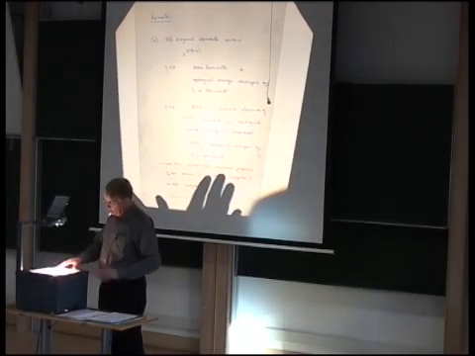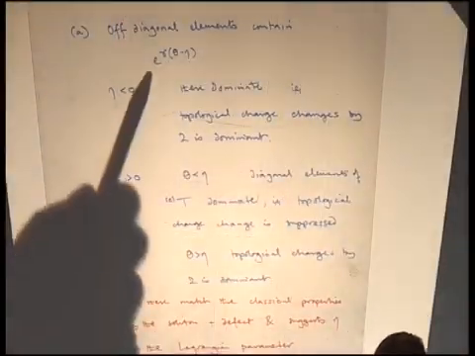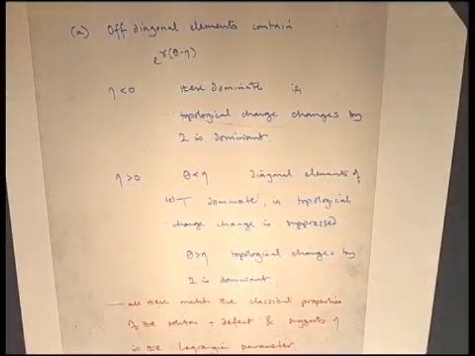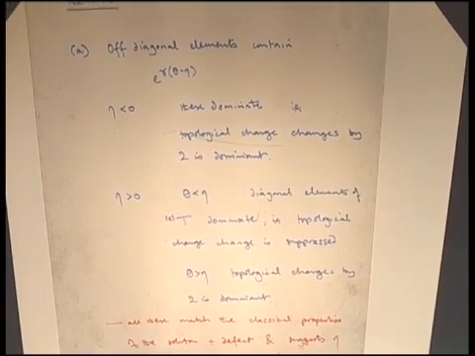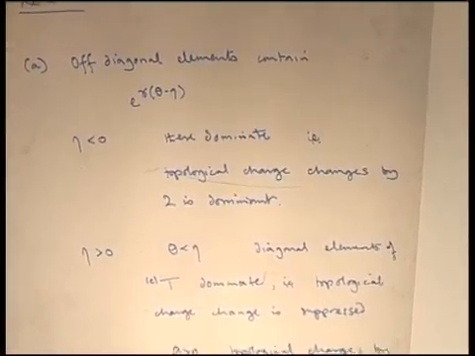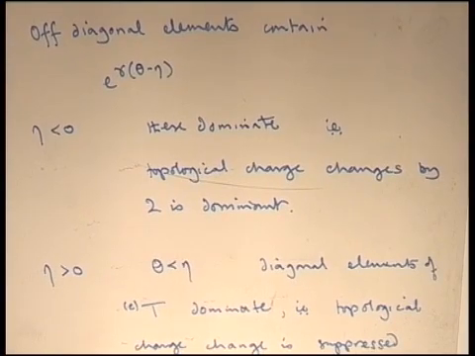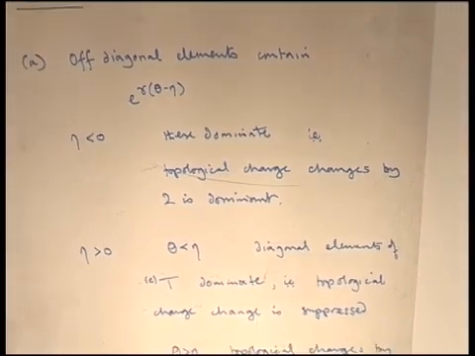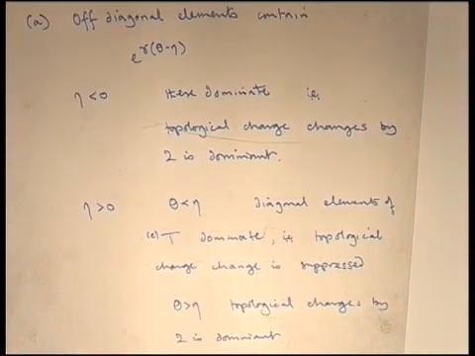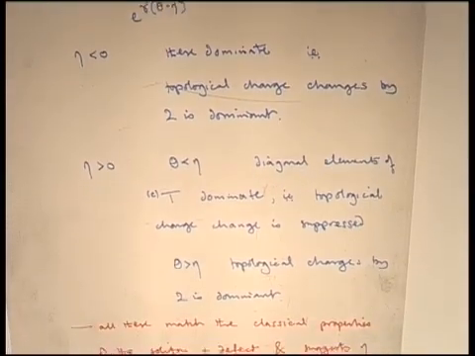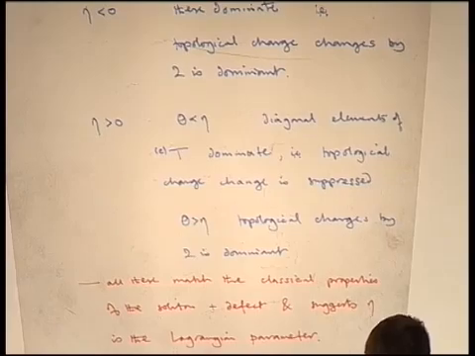Now then, let's make a few remarks. The off-diagonal elements contain this, according to my parameterization. And you can see that when eta is negative, those are going to dominate. And therefore, when eta is negative, a topological charge changing by 2 is dominant. And that sort of corresponds to the classical picture that if eta is negative, a soliton will always turn into an anti-soliton. So we would expect these to dominate in the quantum field theory.